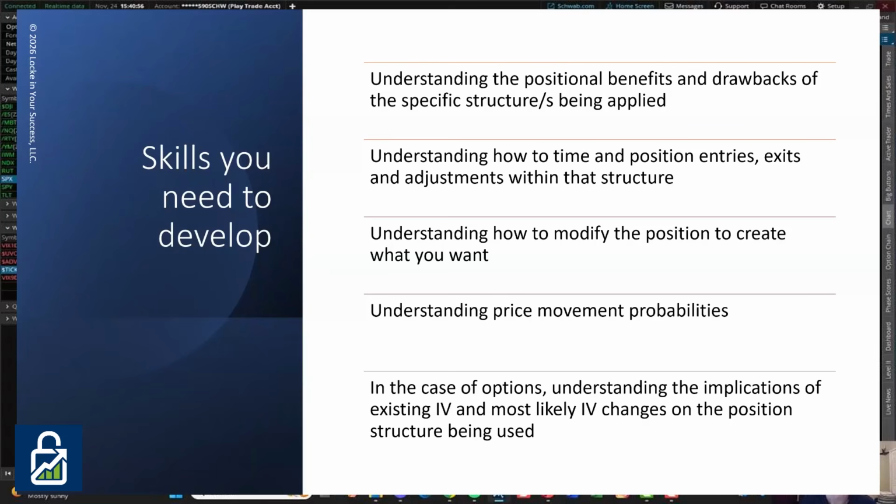Implied volatility. It's linked to anticipated price movement. When it's very high, my risk is the implied volatility dropping. When it's very low, my risk is the implied volatility going up. And certainly if it's at an extreme.